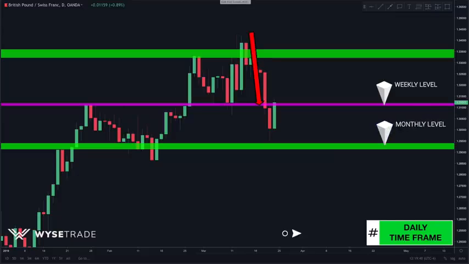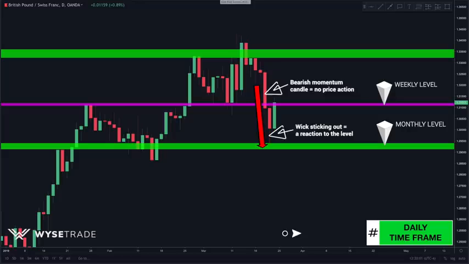Price came down to this weekly level, but no price action occurred, and all we had was this bearish momentum candle that blew right through. Price then continued down to this monthly support level, which is when we finally had a reaction to the level through the wick sticking out.